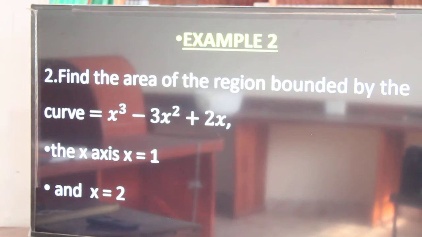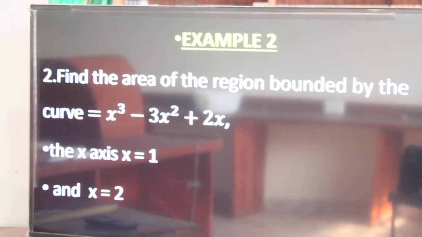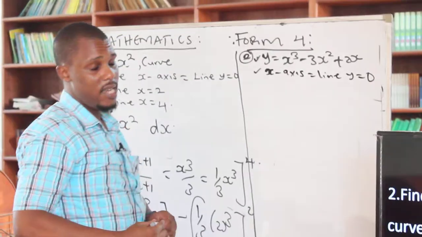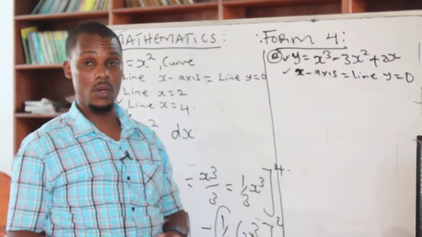The equation is given by what? That is going to be x cubed minus 3x squared, then plus 2x. Then apart from that one being bounded, we have another line that is still bounding our region. That is going to be the x-axis. This x-axis is the one we are calling the line y is equal to 0, because along that x-axis, the value of y is going to be equal to 0.